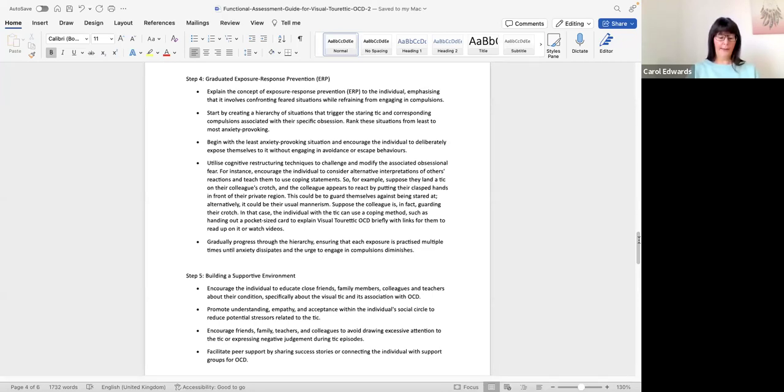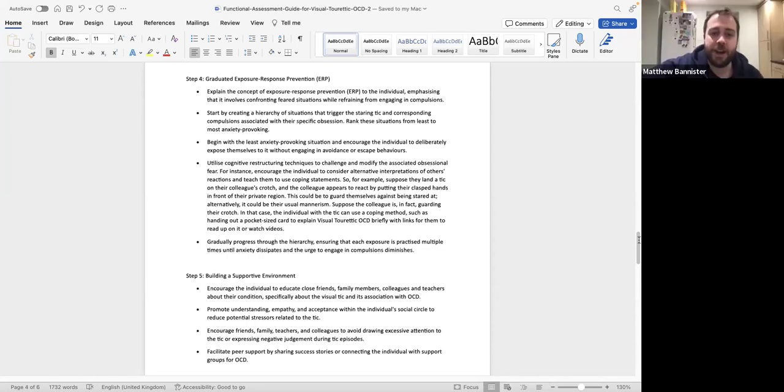Suppose the colleague is in fact guarding their crotch. In that case, the individual with a tic can use a coping method, such as handing out the pocket-sized card with the information on it. Yeah. Yeah, and I love that.